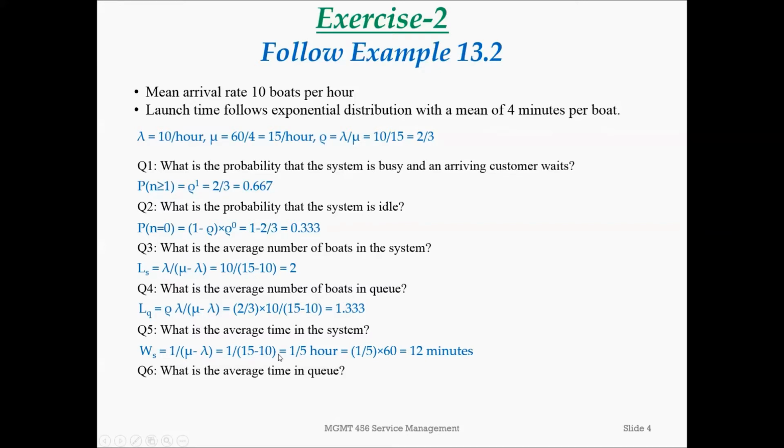So we plug in the numbers, which gives 1/5. Now here, be careful. How do we interpret 1/5? Both mu and lambda are rates: mu is the service rate and lambda is the arrival rate. Both are per hour rates, so the result should be interpreted as how many hours, to be consistent.